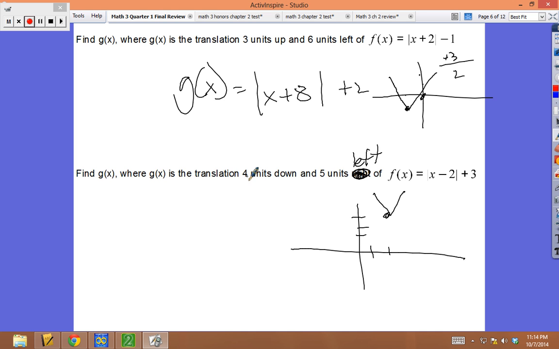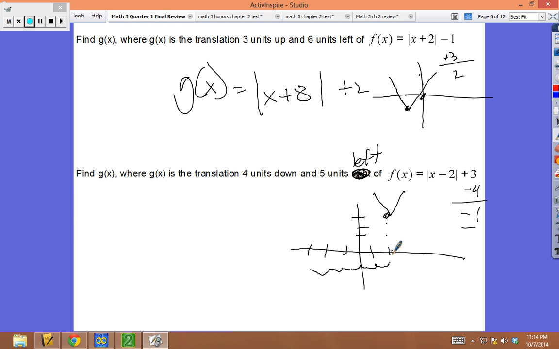Now, they want it 4 units down. So we have to take this vertex and move it down 4. So just count down 4, or we subtract 4, and that's going to be a negative 1. So if we take this 1, 2, 3, 4, down 4 is going to leave me at negative 1, and then 5 units left. Okay, 5 units left is going to be 1, 2, 3, 4, 5.